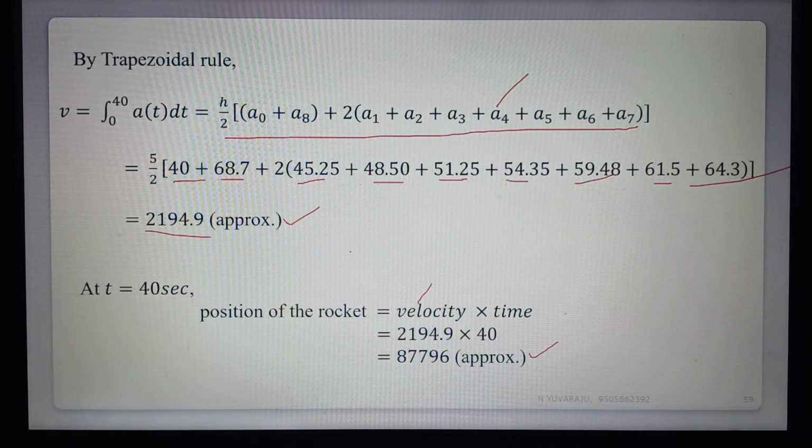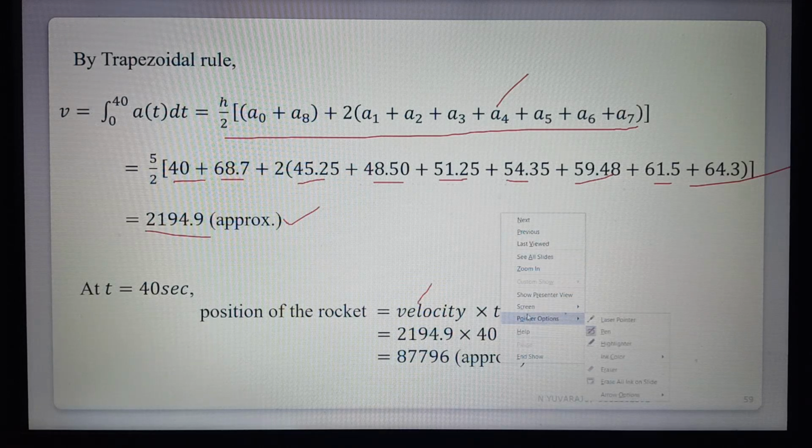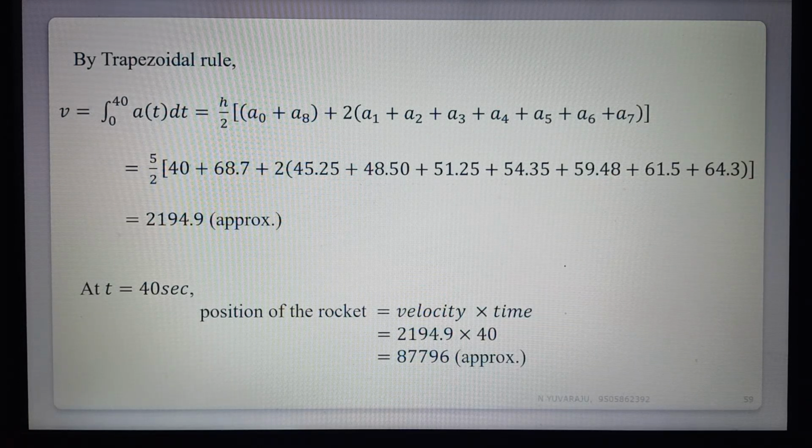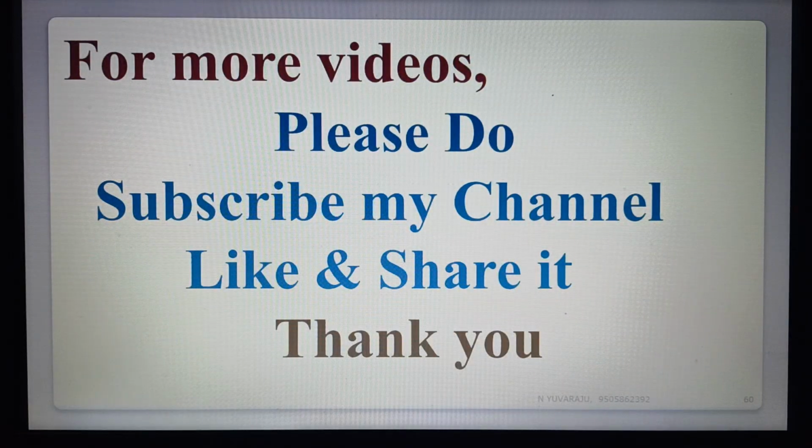So this is the velocity and position of the rocket. This is an application of numerical integration, and a very, very important question. Okay, understood?